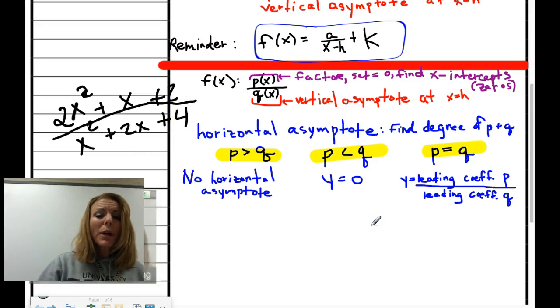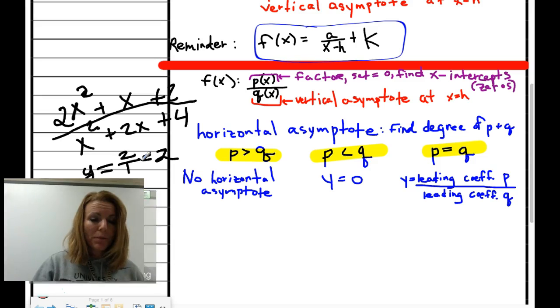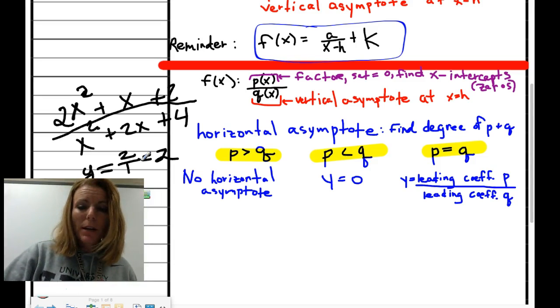The degree of the top polynomial is a 2. The degree of the bottom polynomial is a 2. Because the degrees are equal, to find the horizontal asymptote, we look at the leading coefficient in the first polynomial, which is a 2, and divide that by the leading coefficient in the bottom, which would be a 1 right there. So the horizontal asymptote would be y equals 2. Here's a little overview of what's going on.